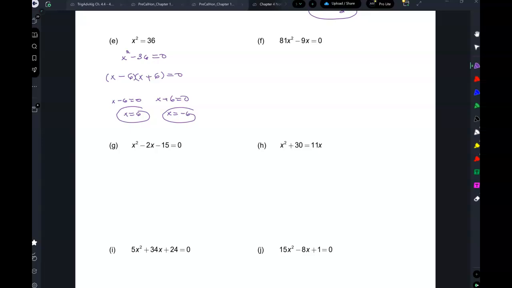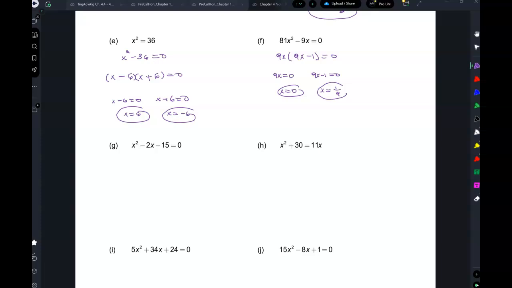Okay, this one. I factor out a what? 9x. And I get 9x minus 1 equal to 0. So here, 9x equals 0, so x is 0, and then 9x minus 1 equals 0. x is 1 over 9. Okay, the next one.